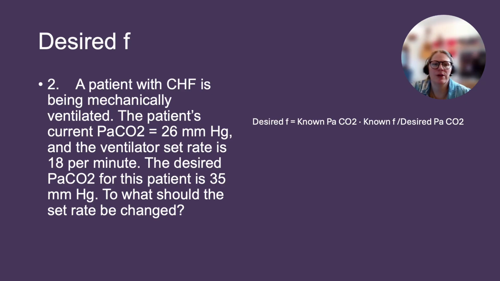All right, guys, we're going to do an equation to solve for desired respiratory rate or frequency. A patient with CHF is being mechanically ventilated. The patient's current CO2 is 26 millimeters of mercury, and the ventilator set rate is 18 per minute. The desired CO2 for this patient is 35. To what should the set rate be changed?